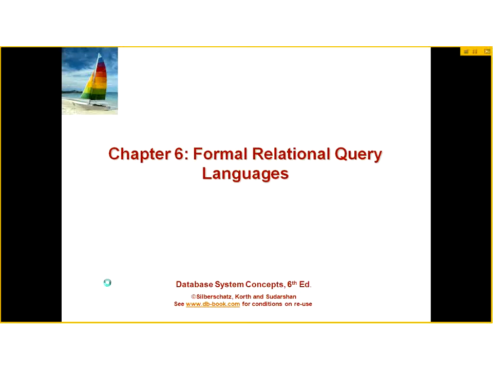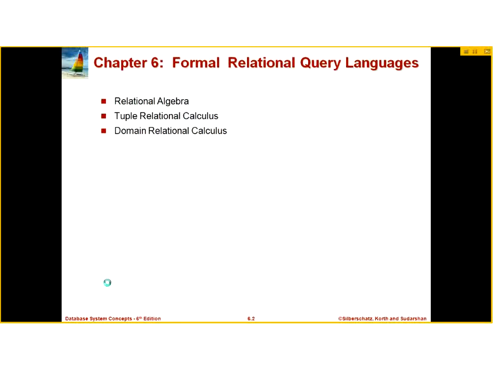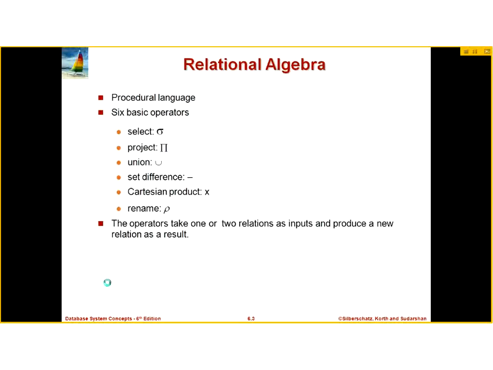So we have to talk about formal relational query languages: relational algebra, tuple relational calculus, and domain relational calculus. You may be familiar with these operators, which we have studied before as well, and there was a question from these contents in your exam as well, that there are 6 basic operators used in relational algebra for databases. One is the select operator, the other is the project operator, union operator, set difference operator, Cartesian product operator, and rename operator.